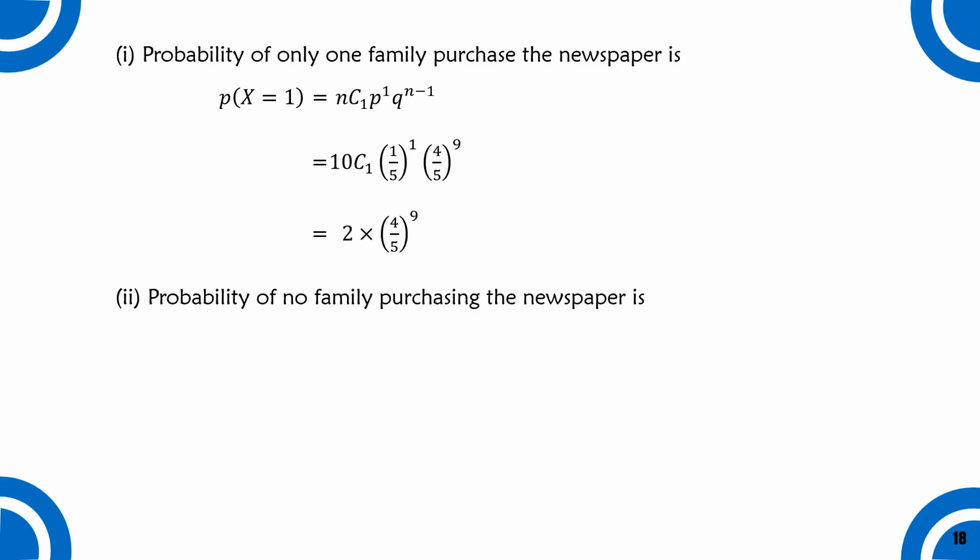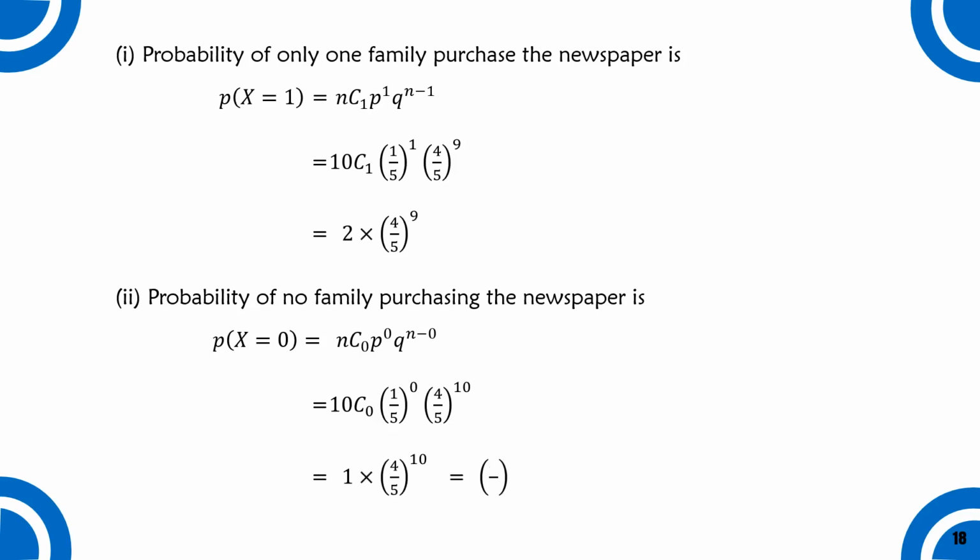Second question, the probability of no family purchasing the newspaper is P of x equal to 0 equal to nC0 p power 0 q power n minus 0. Now we substitute n, p and q value equal to 10C0 (1 by 5) power 0 (4 by 5) power 10. After simplifying we get (4 by 5) power 10.